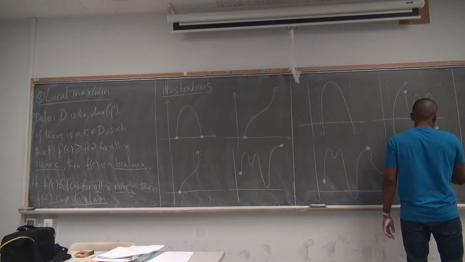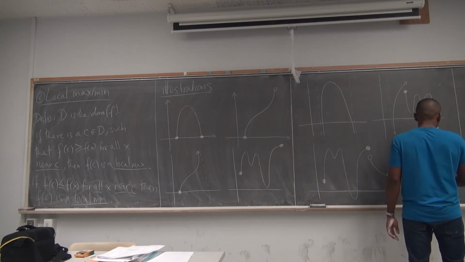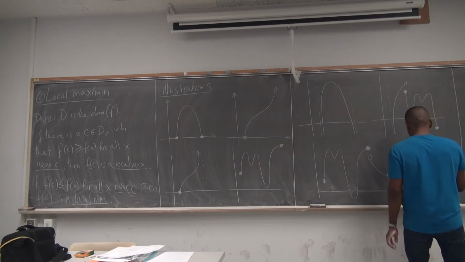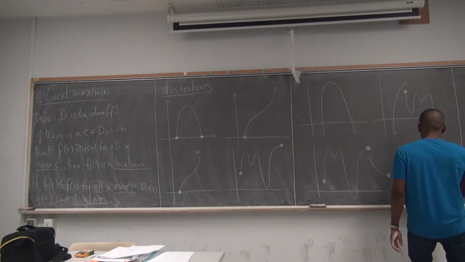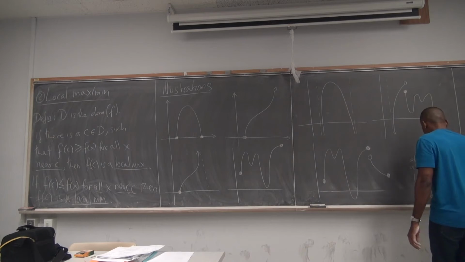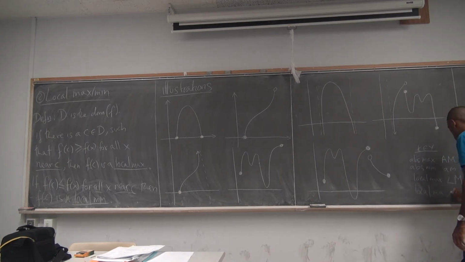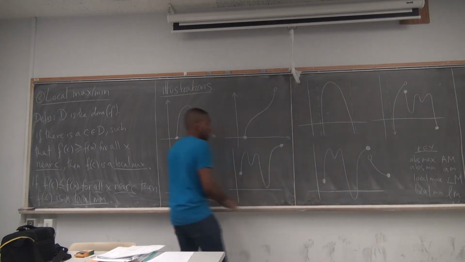Absolute max, I'll abbreviate AM. Absolute min. Local max, LM. Local min. So you don't have to write that down on there. Okay.